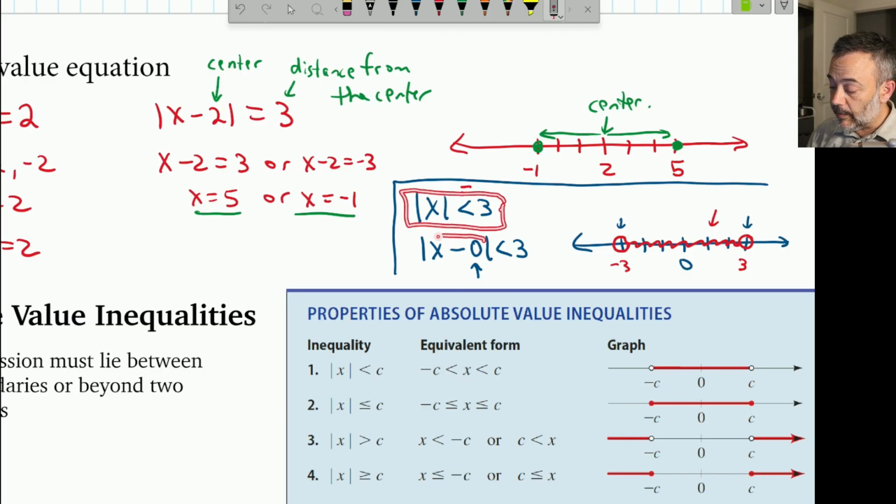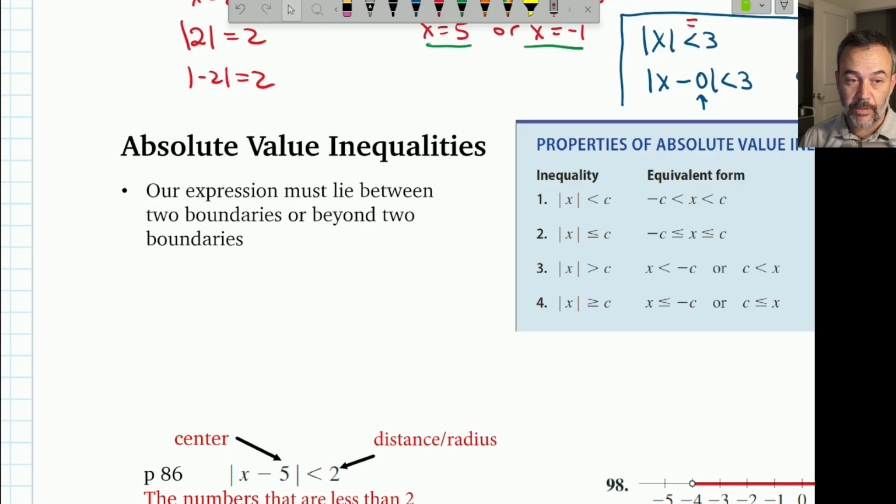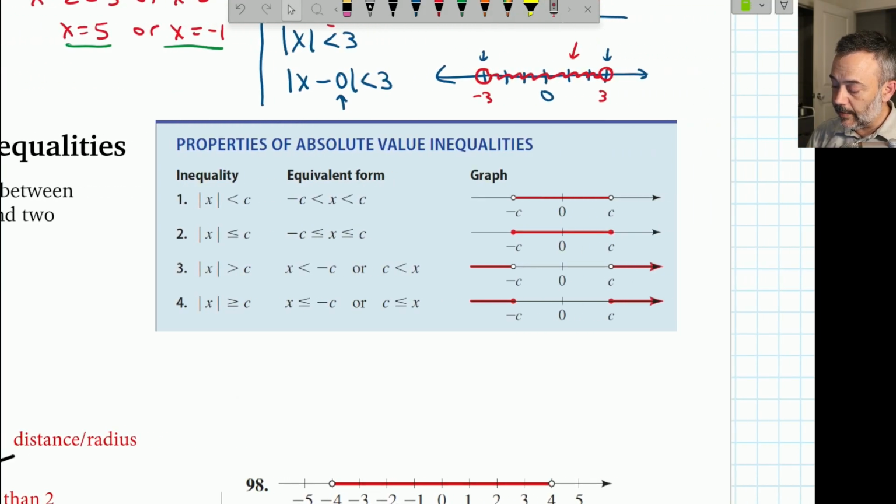The advantage to writing it this way was that we can see where the center of the graph is. The center is here at 0. And what's on the other side of the inequality is the distance you go from the center to get to the boundary. So if we follow the pattern that we start to see as we graph these, our expression must lie between two boundaries or beyond two boundaries. I'll show you the examples.